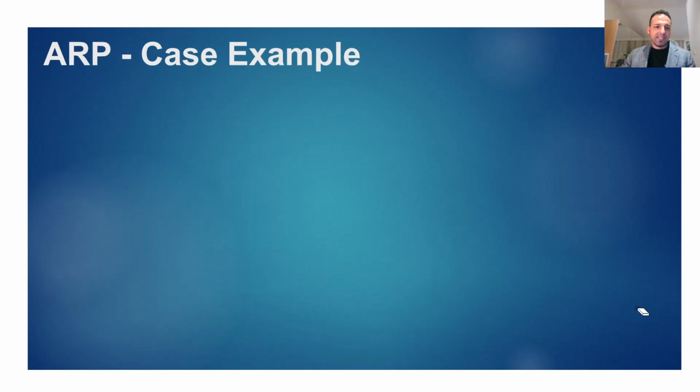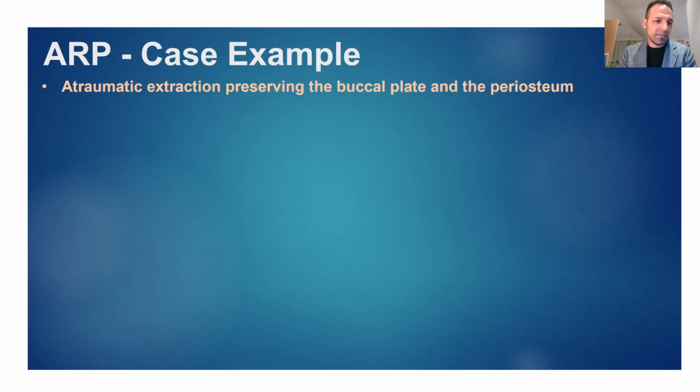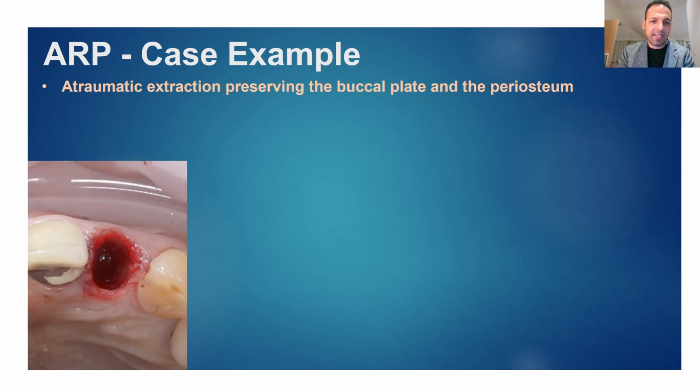Okay, so alveolar ridge preservation case examples. Number 2, we've got an atraumatic extraction. We're preserving the buccal plate and the periosteum, very atraumatically taking the tooth out, and there are different techniques for this.